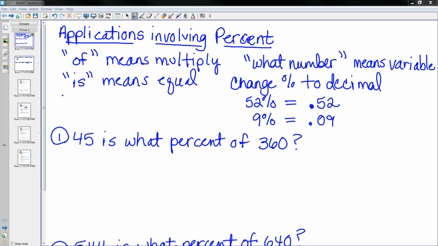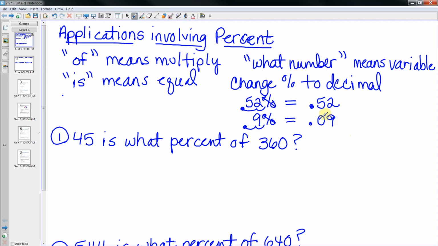Some things you need to know when you're working percent problems is that the word of is going to mean multiply. Is means equals. We've done that before. If you see what number, that means to put a variable in its place. And then when we have percents, we're going to have to change our percents to decimals. So remember, when you change a percent to a decimal, 52%, you would drop the percent sign and move your decimal 2 places to the left, so that would be 0.52. 9%, you drop your percent sign and move your decimal 2 places to the left. You have to add a 0, so that would be 0.09.